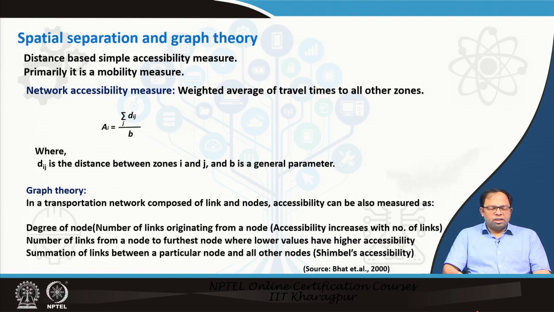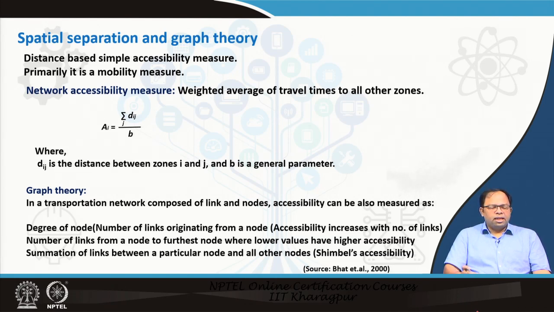In a transportation network composed of links and nodes, accessibility could also be measured as the degree of nodes, degree centrality, which is basically the number of links originating from a node, and accessibility increases with more links. Then there is the number of links from a node to the furthest node, where lower values have higher accessibility, and then the summation of links between a particular node and all other nodes, which was developed by Shimbel, and it's called Shimbel's accessibility measure.